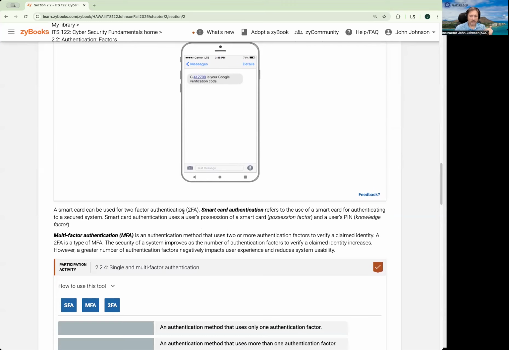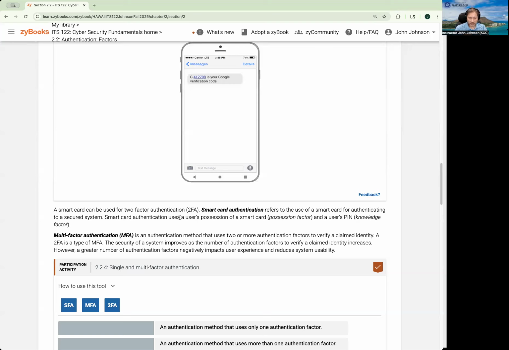A smart card can be used for two-factor authentication. Smart card authentication can authenticate you to a secured system by the mere possession of it, which is a possession factor, and then combining that with a PIN, a knowledge factor, you can get two-factor just by using a smart card. Also, multi-factor authentication. 2FA is a form of MFA because MFA just means greater than one. So 2FA, two-factor authentication, is also a type of multi-factor authentication. So keep that in mind.